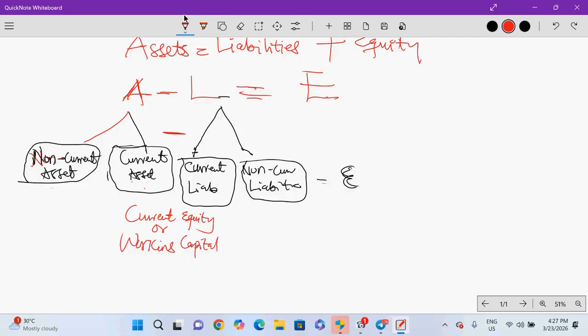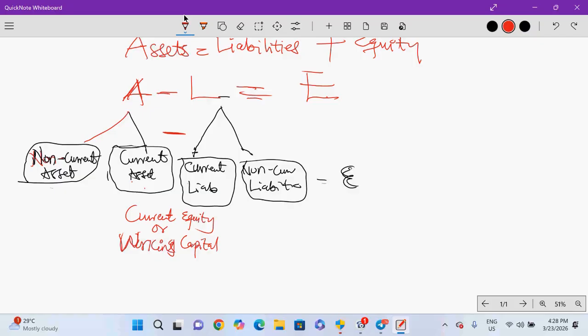Asset minus liability is equal to what? Equity. So if I'm having current asset minus current liability, can't I say current equity? Yeah, I can say current equity, right? Or current capital. So that is what we have been calling working capital, right? It is the capital that you have to do your daily operations, your day-to-day operations. Once you get to level 300, you'll be doing working capital management.